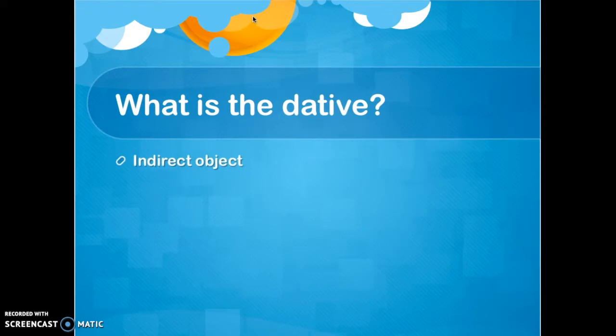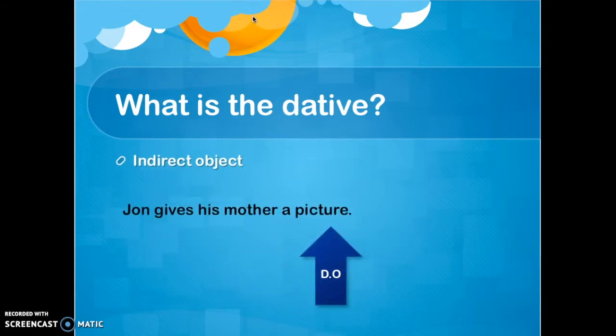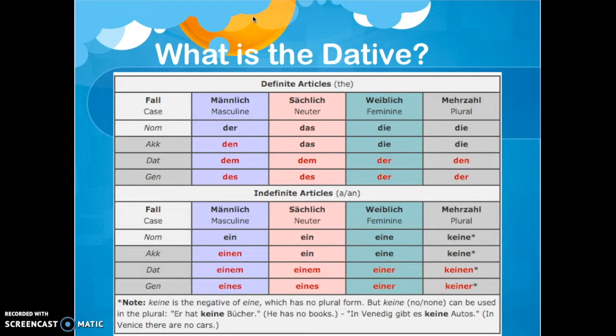In the sentence, John gives his mother a picture. Picture is the direct object, because that's what John gives, and his mother would be the indirect object, because she's the one getting the picture. Get the picture? German marks nouns in the dative case by changing the article of the noun.